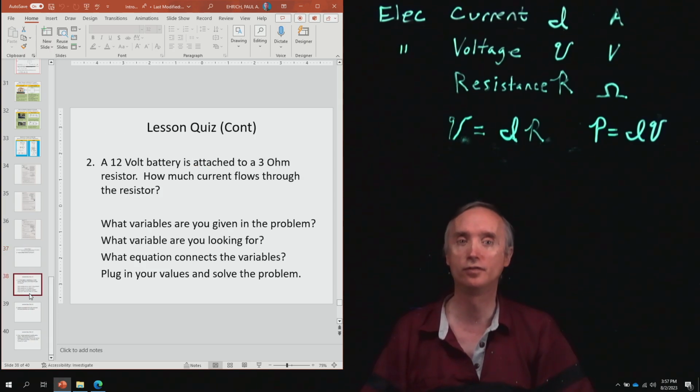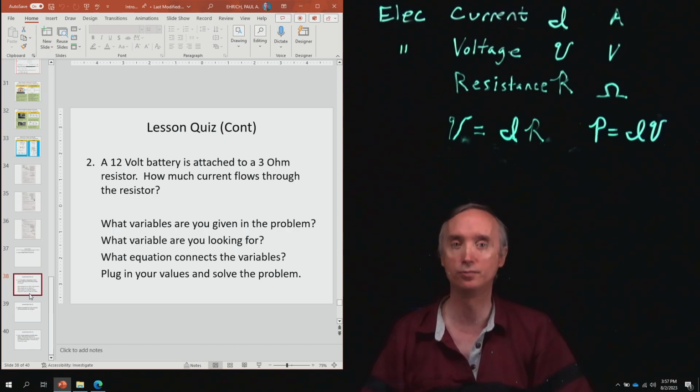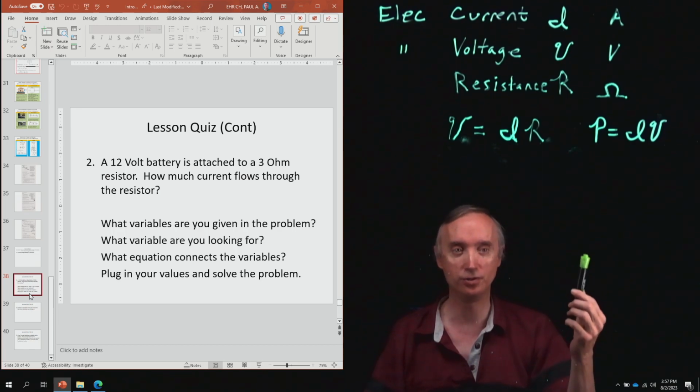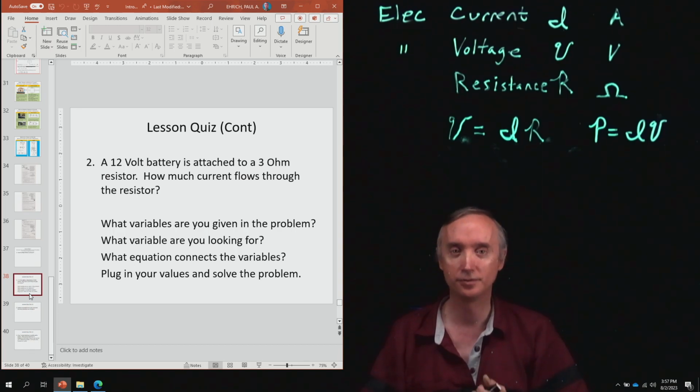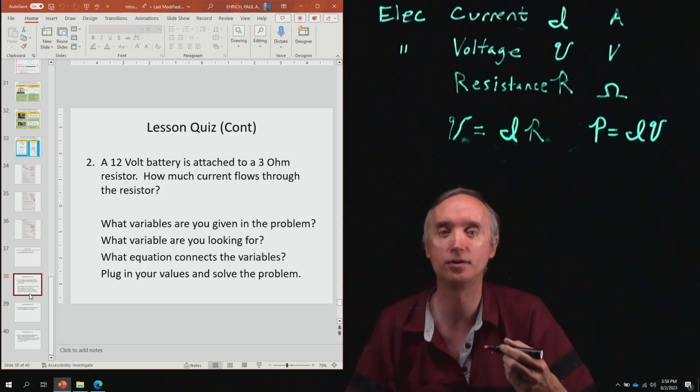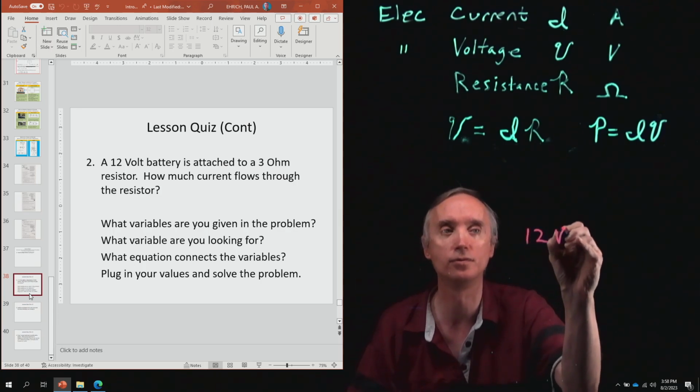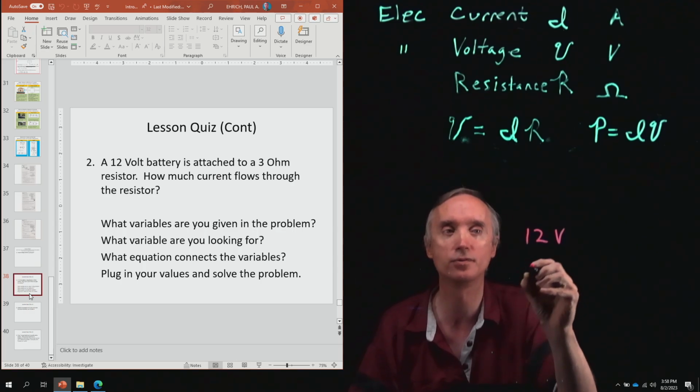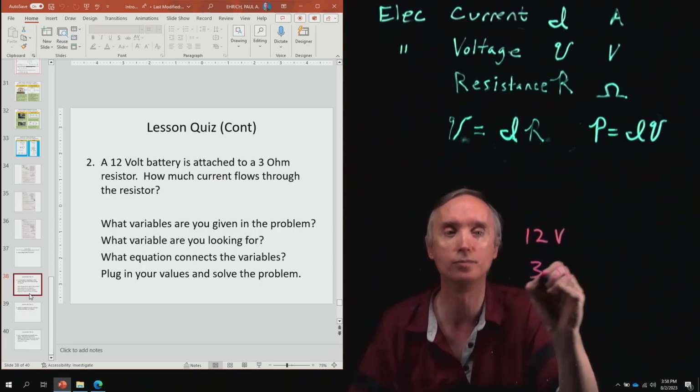Number 2, a 12-volt battery is attached to a 3-ohm resistor. How much current flows through the resistor? So what variables are you given in the problem? The very first thing that you do is you write down what you're given. But what variables are you given? So we've got 12 volts, okay, and then we are also given 3 ohms.